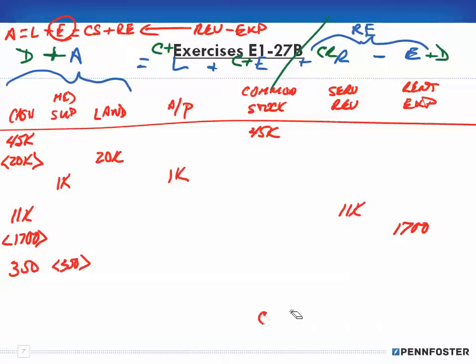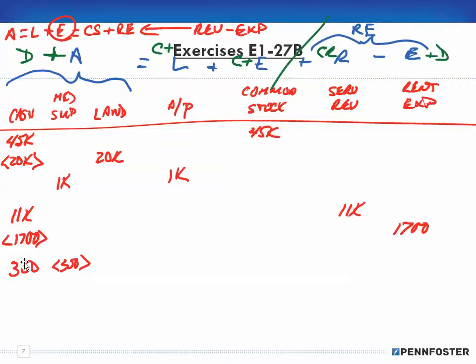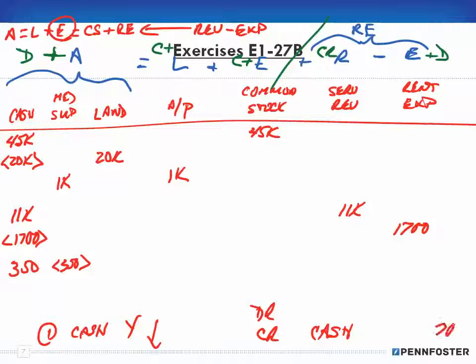So let's get rid of that and go on to the next one. And then it says the business paid $700 on account related to the March 11 purchase. The March 11 purchase was the on account, the accounts payable. So I'm paying $700 of it. So the first question that I ask about the transaction is, am I affecting cash? And the answer is yes. Is it increasing or decreasing? Well, if I'm paying off my accounts payable, that means I'm decreasing. And if cash is an asset and I increase assets on the debit side, that means I must be crediting cash because I'm decreasing my cash by $700.